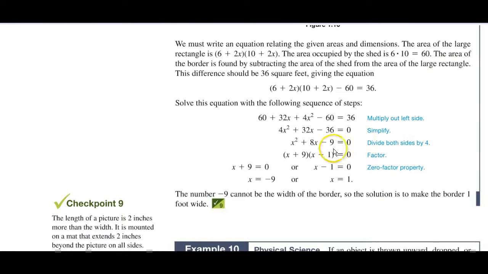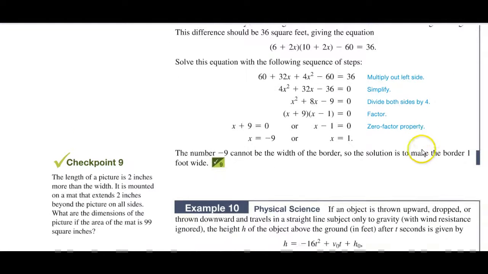Now when it does factor, we get x equals a negative 9, or x equals a 1. Now, can negative 9 be used in this? And the answer is no. So this is your extraneous root, and our answer is 1. Should be 1 foot wide. That's what the border is.